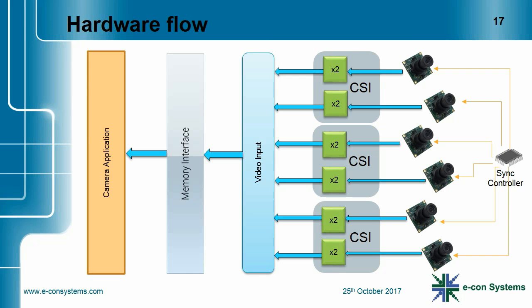So what we have done is we have configured the CSI blocks to be used in 2-lane mode, so that it can support a larger number of cameras, up to 6, and these 6 cameras transmit the CSI data to the video input block inside the TX2 processor, and this video input block acts as a bridge between the internal hardware and the application. So the data is transferred from the video input to the application by the memory interface. We have also used a synchronization controller in the hardware so that all the 6 cameras can output images in a synchronized fashion.